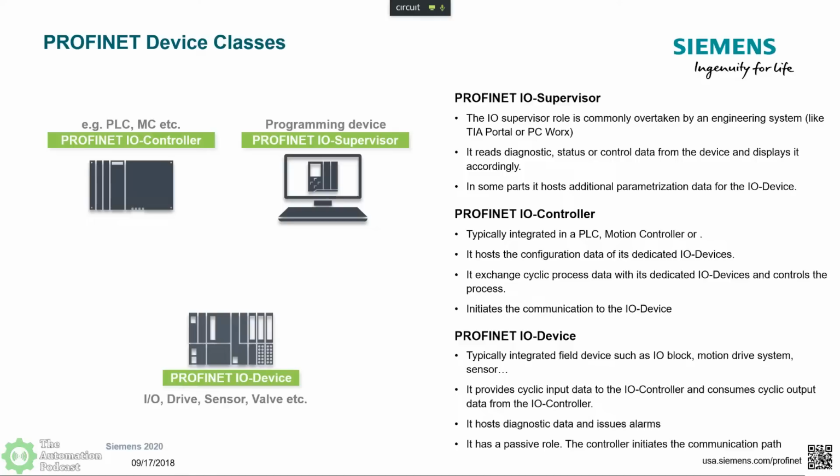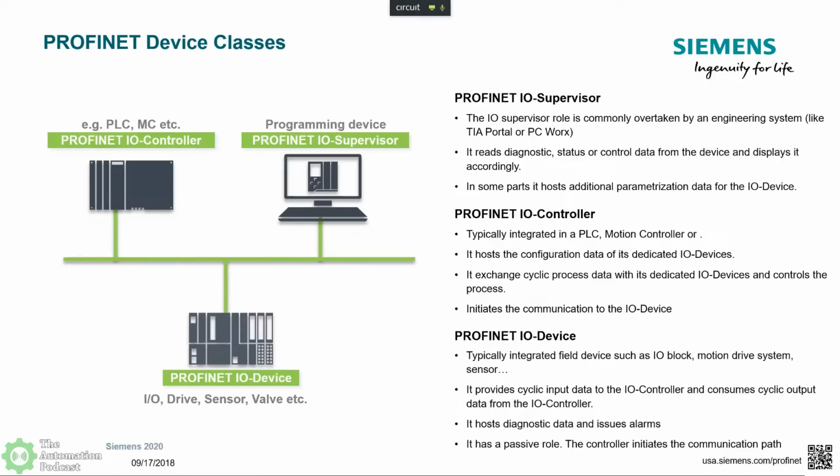Another device class is the PROFINET IO device. A PROFINET IO device is commonly integrated in a sensor or actuator, like a drive, an IO block, or a valve. It provides the cyclic input data from the process to the PLC, and consumes cyclic output data from the PLC. The IO device hosts process or network diagnostic data and issues alarms in various situations, where we have process alarms or diagnostic alarms from the network interface, and it has a passive role in the network.